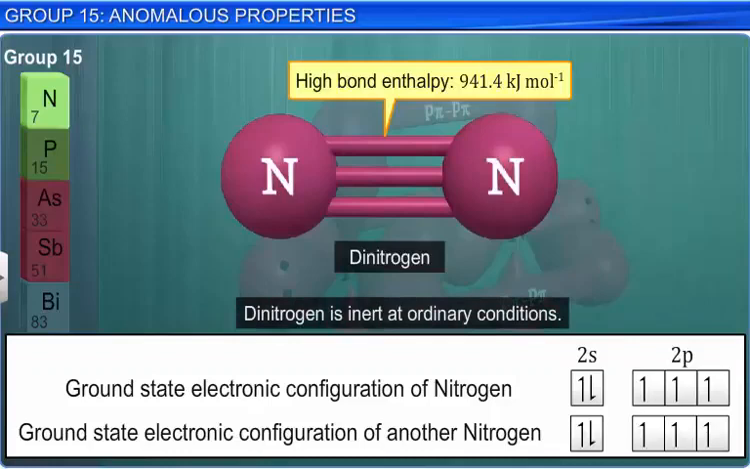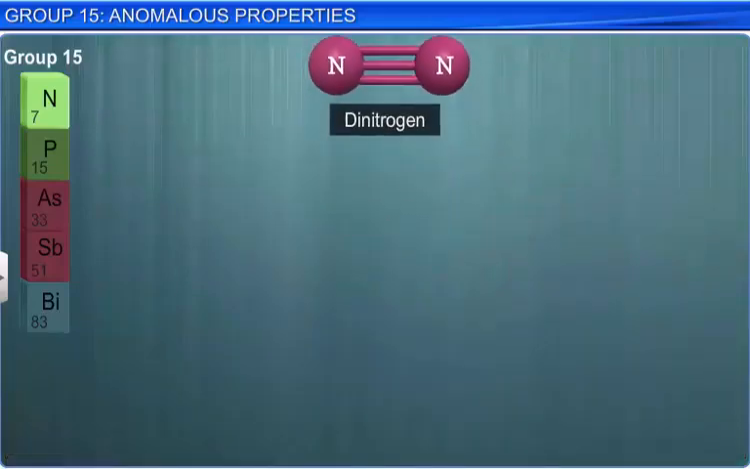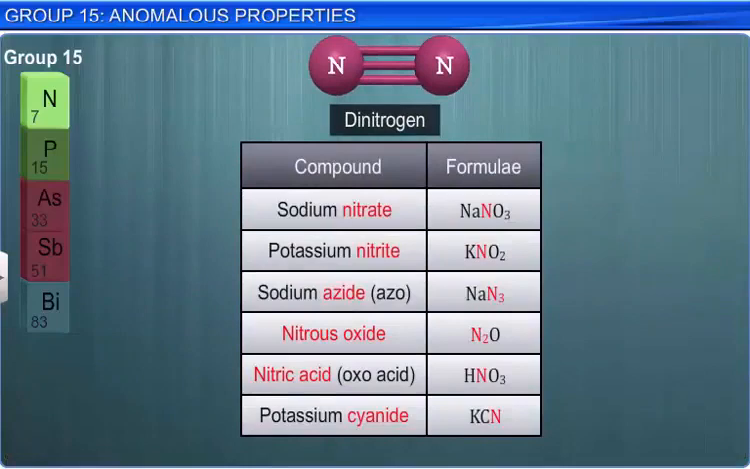For the same reason, it forms several compounds, such as nitrates, nitrides, azo and diazo compounds, oxides, oxoacids and cyanides. You know that in these compounds, nitrogen shows varied oxidation states.